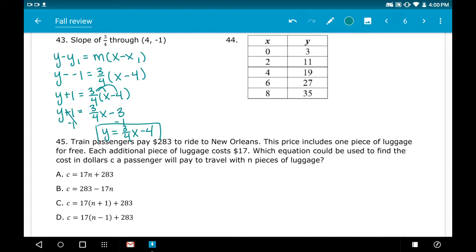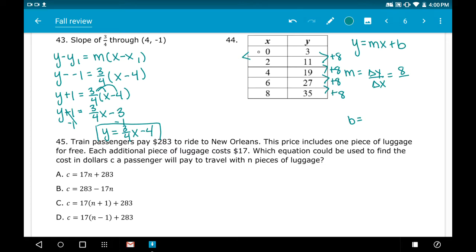For 44, this one I'm going to do in slope-intercept form. So y equals mx plus b. I need to find the slope, and I need to find b. Remember, slope of a table is change in y over change in x. From 3 to 11, our change is plus 8. 11 to 19, plus 8. 19 to 27, plus 8. And 27 to 35, plus 8. So our change in y here is 8.